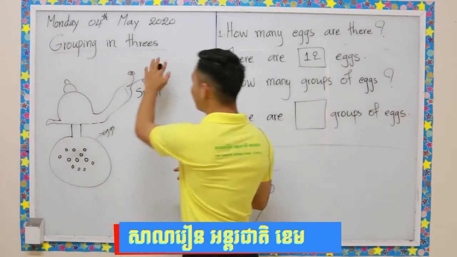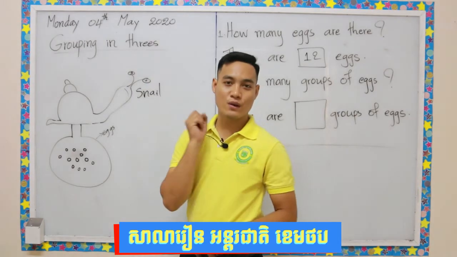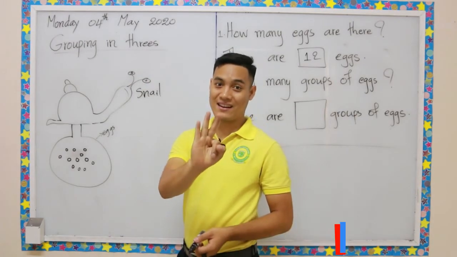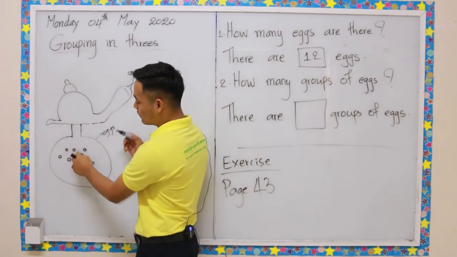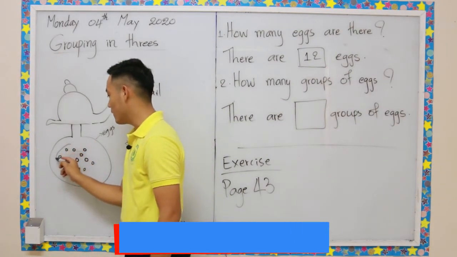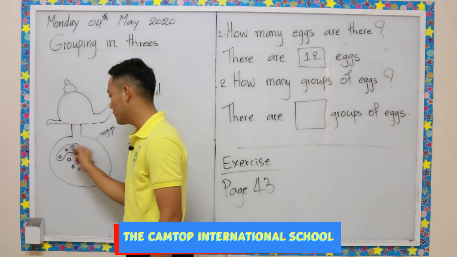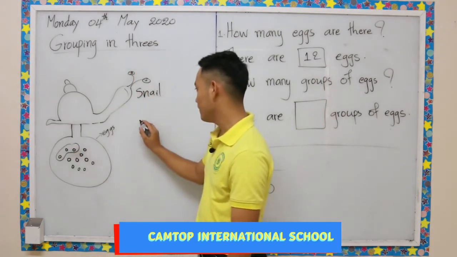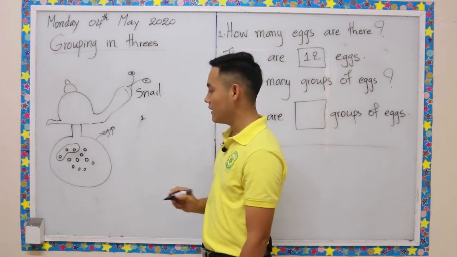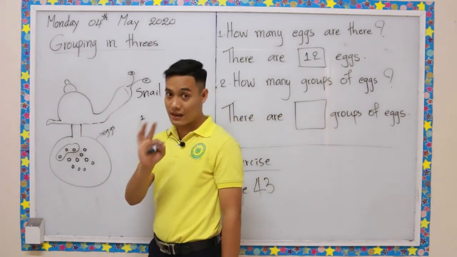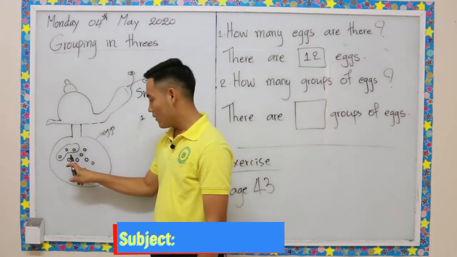So grouping in 3s means that we need to group one group. There are 3. Okay. So go together. 1, 2, 3. 1, 2, 3, and then we start grouping. 1, 2, 3. Okay. One group. We already did one. And then do one more. 3. Okay. Do one more 3.